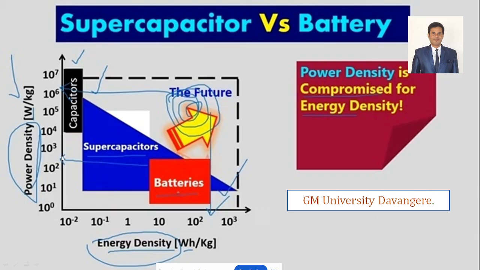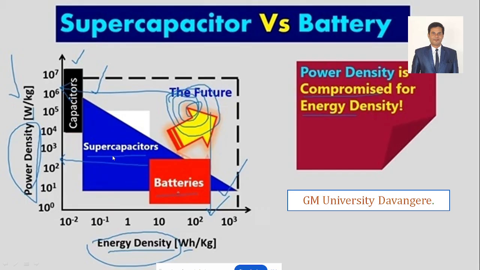If you see, the power density of the batteries will be very low compared with the energy density. The energy density is very high, right? If you want to have both of these, then we have to look at supercapacitors. So the supercapacitor is the only solution.